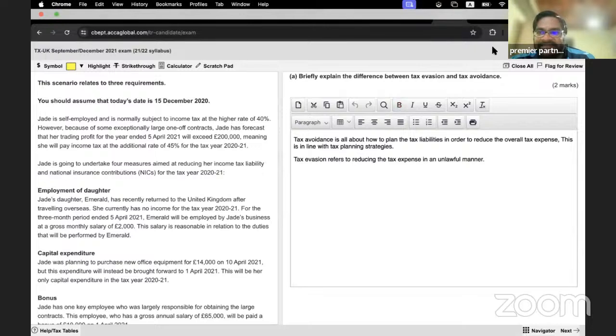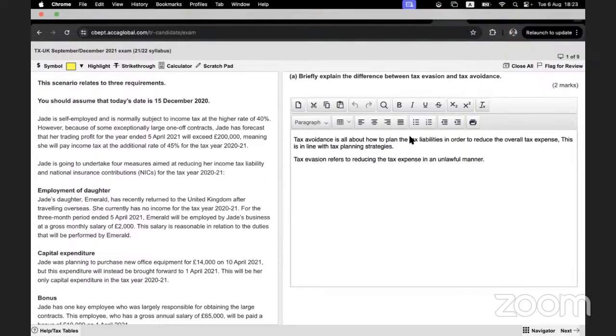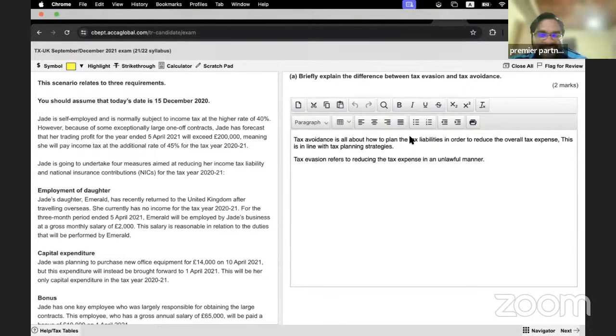Okay, then can you guys see the first question? First requirement, what is it? Yes, sir, we can see it. Briefly explain the difference between tax evasion and tax avoidance. Am I correct?